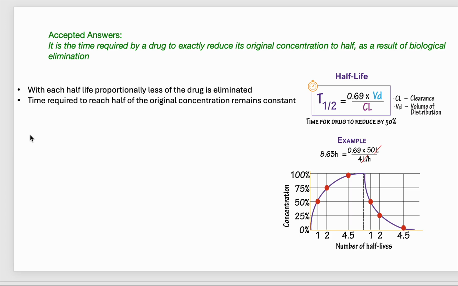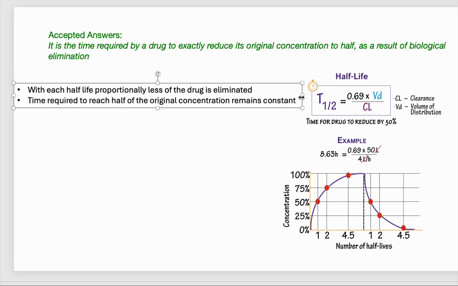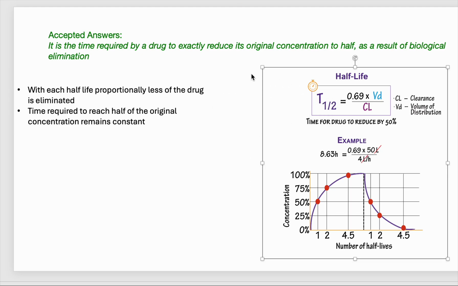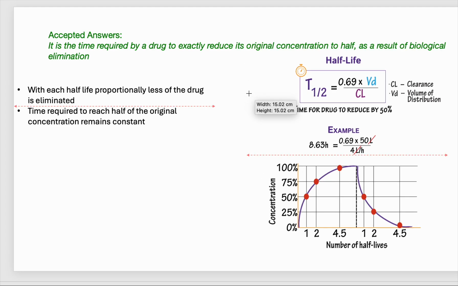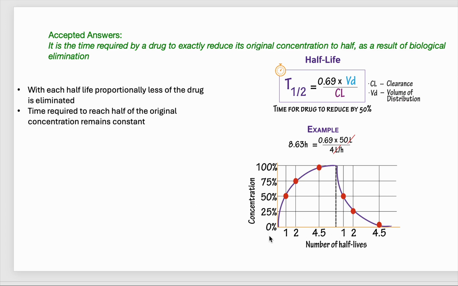So, see in this question, I'll zoom it. Yeah, you can see here. So we are talking about elimination. So this is the number of half-lives. Do not confuse it with time. So one means one half-life, two means two half-lives. Okay. So one half-life is when the concentration of the drug becomes half of the original dose.